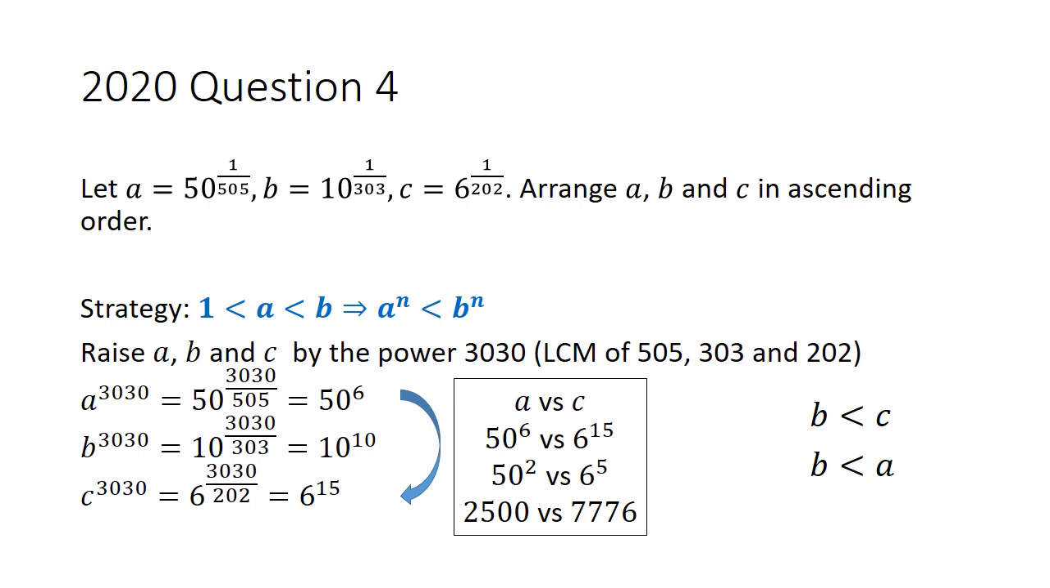50 squared is 2,500. 6 to the power of 5 is not that difficult to compute. By hand, you will get 7,776. This will tell us that A is less than C. Therefore, our final answer is B is less than A, which is less than C.